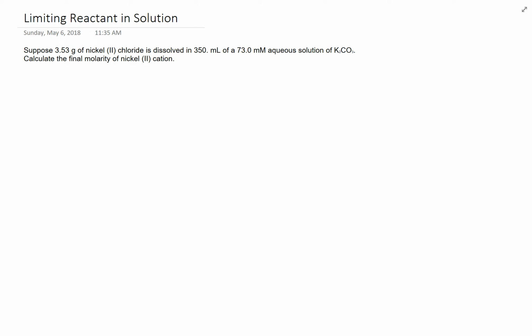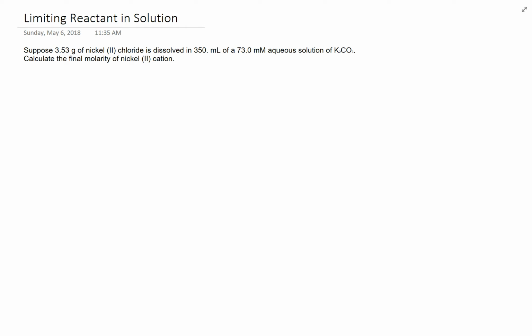So I've had a number of questions on these limiting reactant and solution problems. It's still a limiting reactant problem, but now we've put it in solution. The real difference here is when you're in solution, we need to think about solubility rules. And a lot of you are saying, oh gosh, now I have to remember those solubility rules. So what I want to do is dissect this problem for you, and then look at different steps so that you can apply it to other problems.